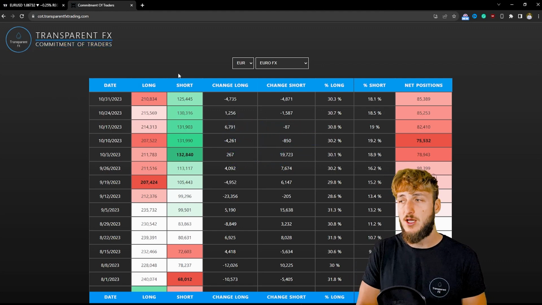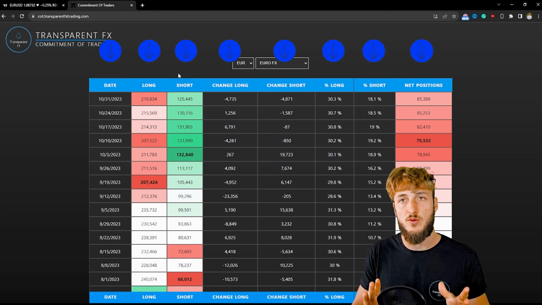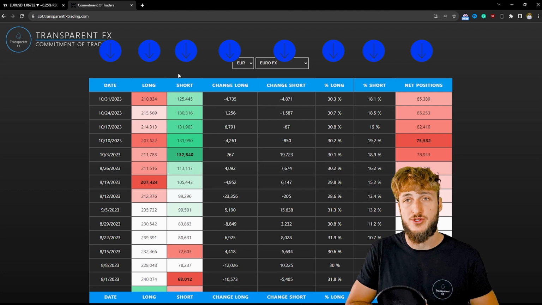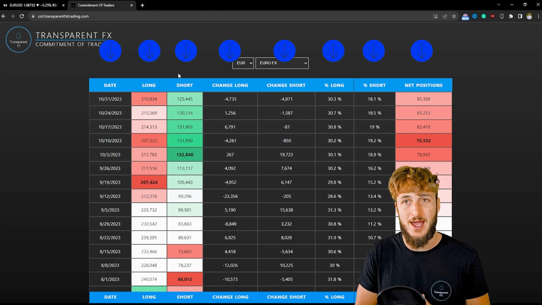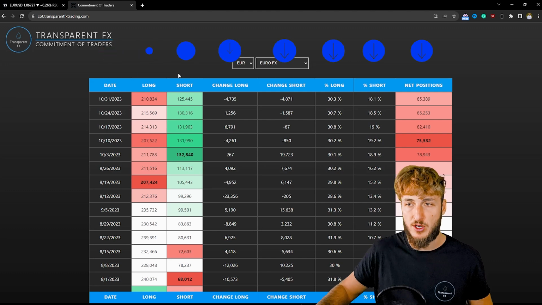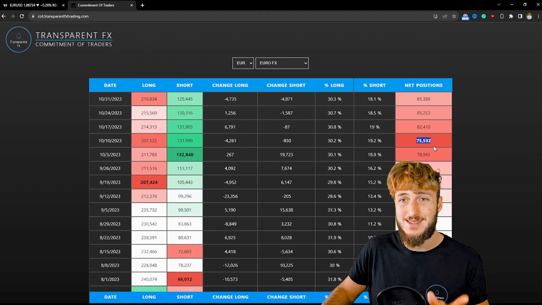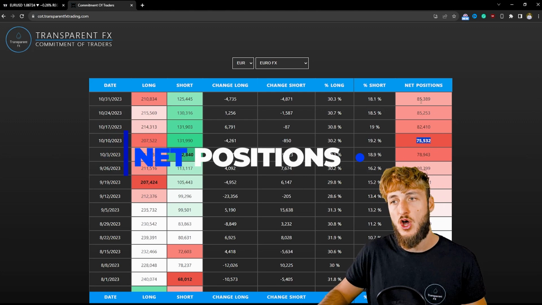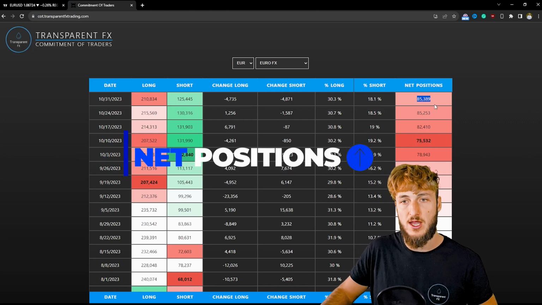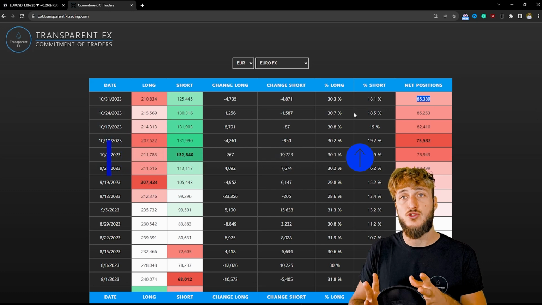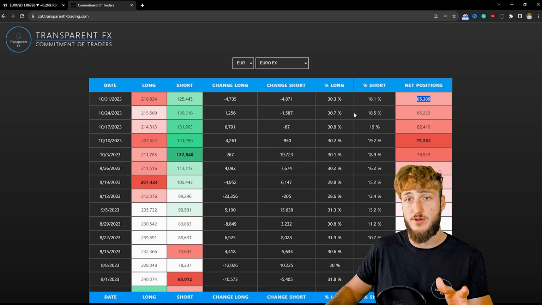So the COT data is essentially what the non-commercials, the biggest speculators in the market, are doing, which are essentially hedge funds, the big players in the market. Now, what we can see here is that with the last reports, we went from having 75k net positions all the way up to having 85k net positions. So clearly, institutions are moving to the bullish side of the euro.